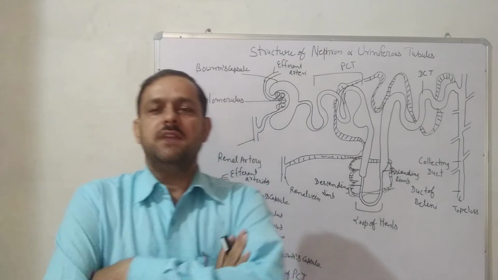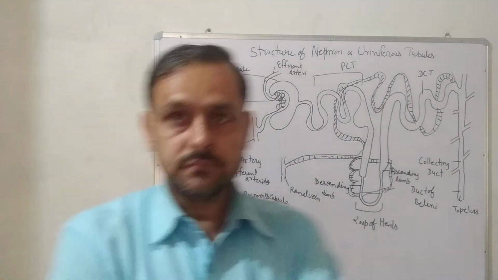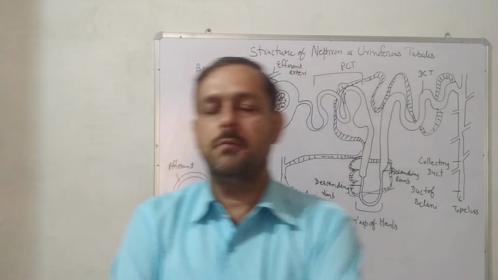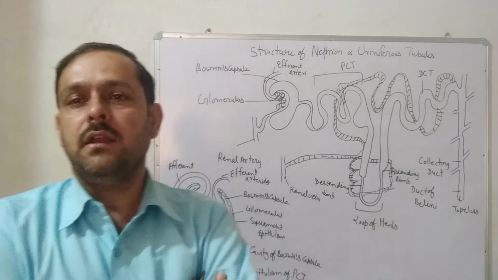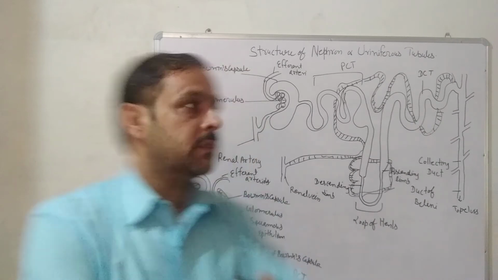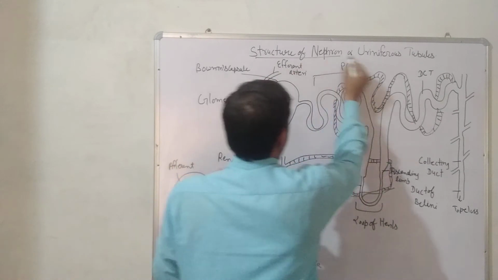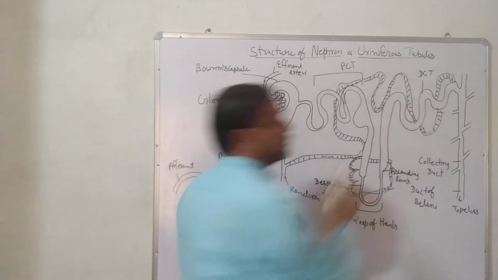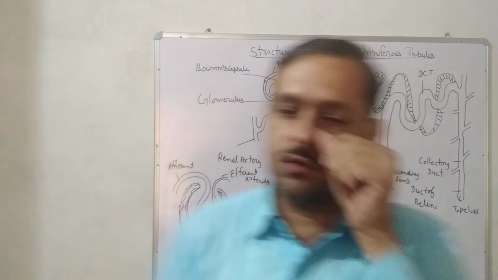Good morning students, myself Manoj Chotia from Raghunath Vidyalaya, and we are studying the excretory system of human beings. In this chapter we studied about the main excretory organ and accessory excretory organ. Today our topic is the structure of nephron or uriniferous tubule.